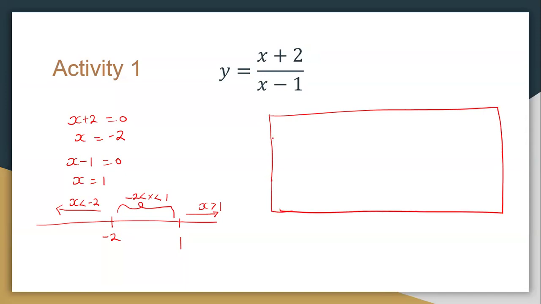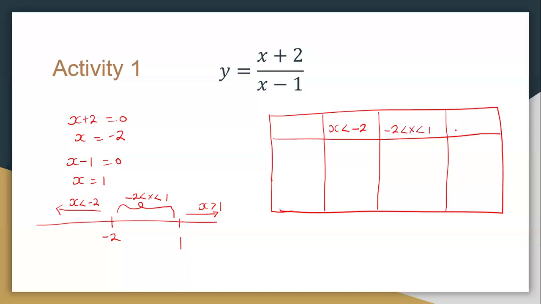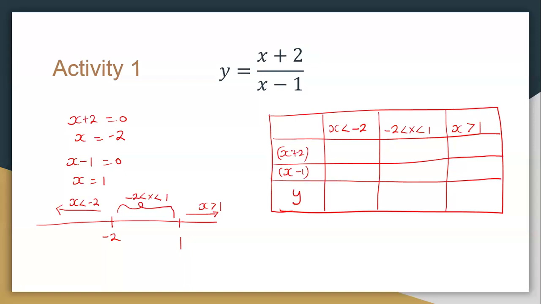So I'm going to come here, and I have my simple table. In the simple table I have this region whereby x is less than negative 2. I have this region whereby negative 2 is less than x less than 1. And I have this region which is above the 1. Now, we have to fill in the first one, which is x plus 2. Then we need to know how our curve behaves when we have x minus 1. What about the final one, which is y? So y is x plus 2 divided by x minus 1.